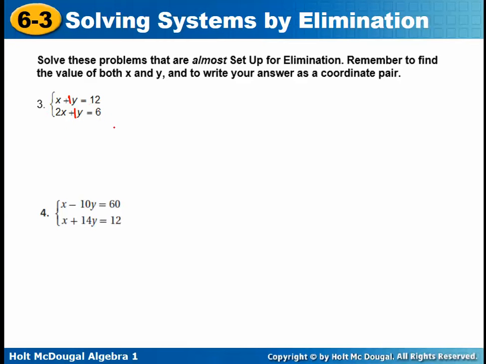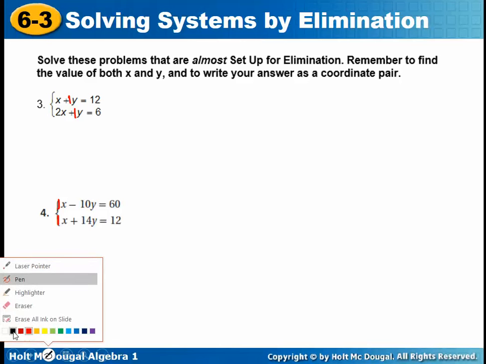If one of these was just a negative, then we could add them together and use elimination. Same thing in number 4. We have 1x minus 10y equals 60, and 1x plus 14y equals 12. Let's look a little bit, start number 4 for you.